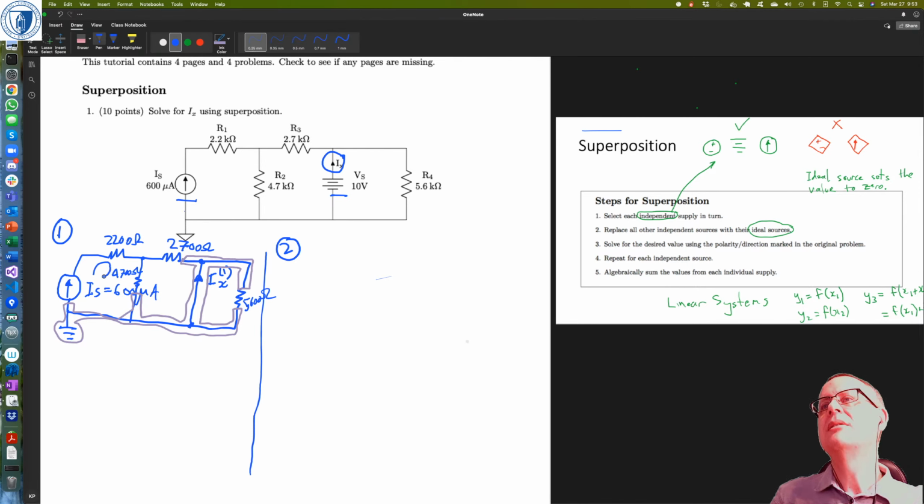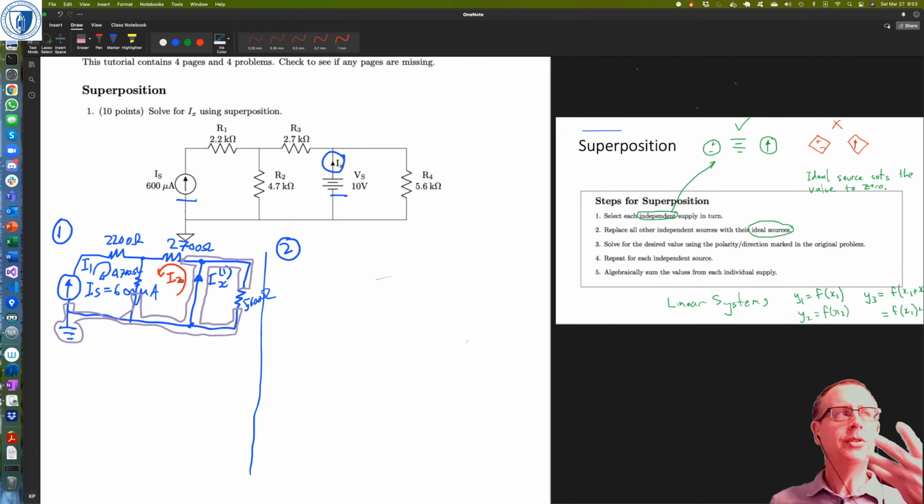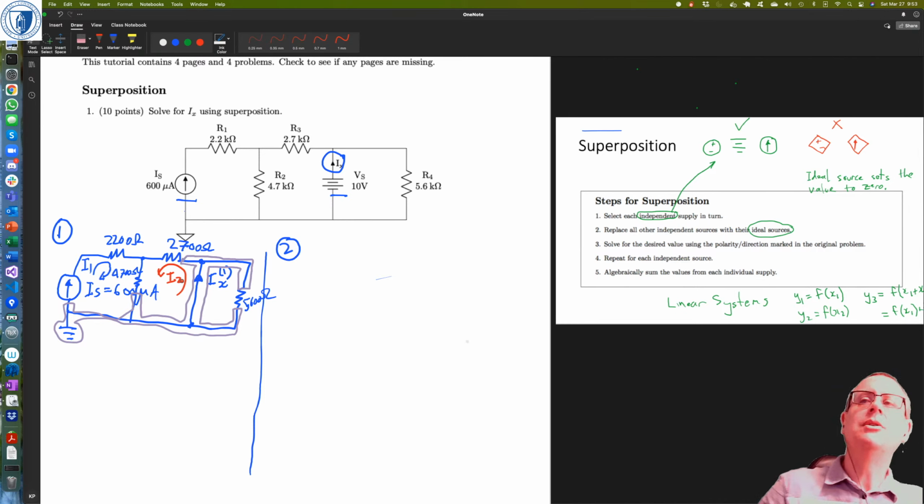And I'm going to define my I1 to be going that way, and I'm going to define my I2 to be going that way. Now, you could solve this circuit using mesh analysis or nodal analysis, or you could try doing it just using series and parallel resistors and voltage and current dividers. That might be a little harder, but it's doable. In fact, you could probably do it using a current divider relatively straightforwardly.